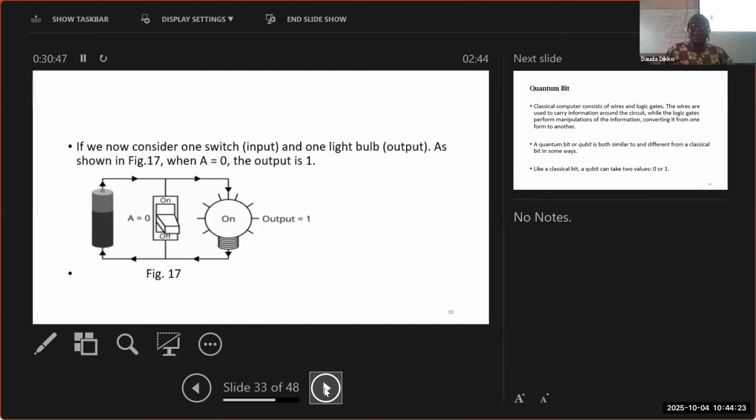So if we now consider another case, when the switch is off, you will see that the current will not be able to pass through that switch. However, the current will flow through the connecting wire and pass through the light bulb, and the light bulb will be on. So you can see that even if we have A to be 0, the output is 1.